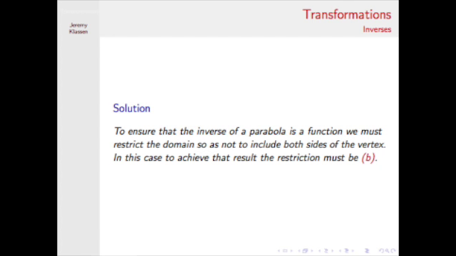Doesn't work. If you restrict the domain to be x is less than or equal to 2, that actually works because 2 is to the left of the vertex, and if I restrict the domain to all values less than that, I never actually include the vertex in that domain. I'm not including the turning point, therefore when I find the inverse, I won't be including that turning point either. C and D, less than 4, less than 5, they are both going to include both sides of the vertex, so they wouldn't work. The answer is definitely B.